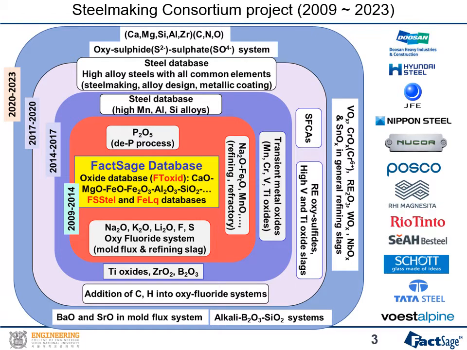This slide shows you the steelmaking consortium project we have carried out since 2009. Over the many years, we expanded the thermodynamic database toward alkali oxide, oxyfluoride, manganese, titanium and vanadium containing systems, and also rare earth oxide systems. In many cases, the phase diagram information for these systems in the literature is insufficient. So we have to perform our own phase diagram study to assist the thermodynamic database development.